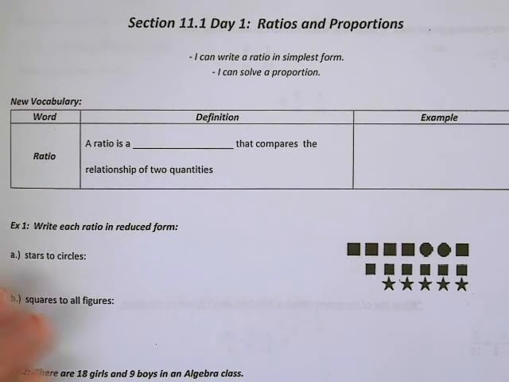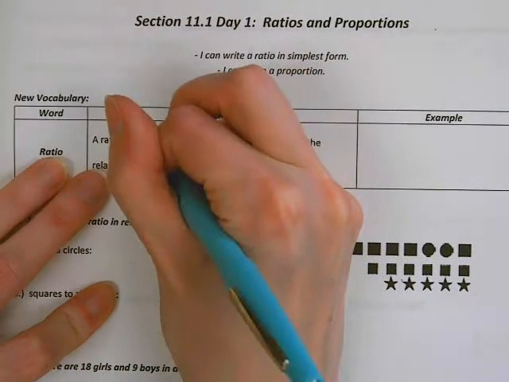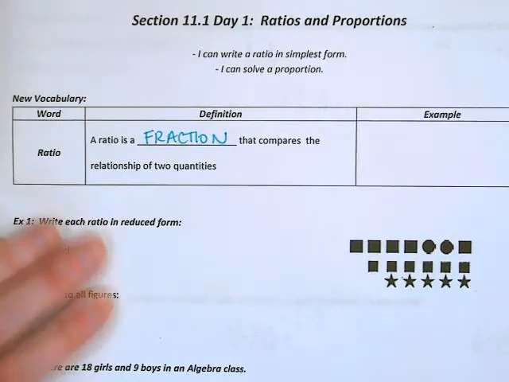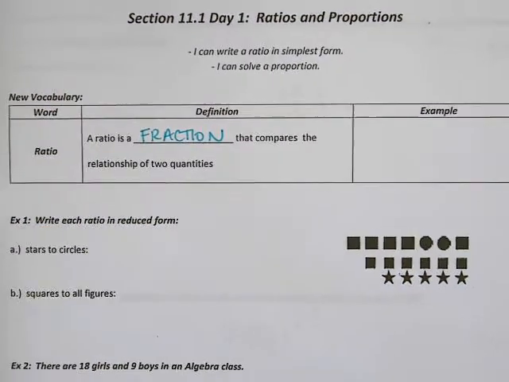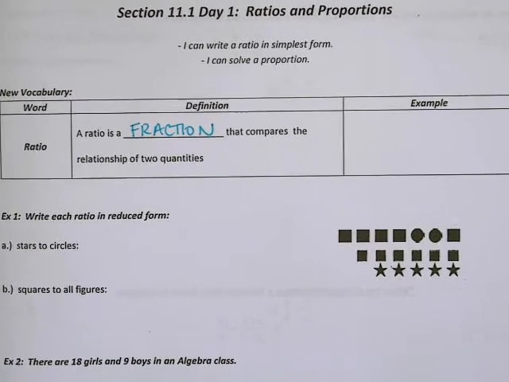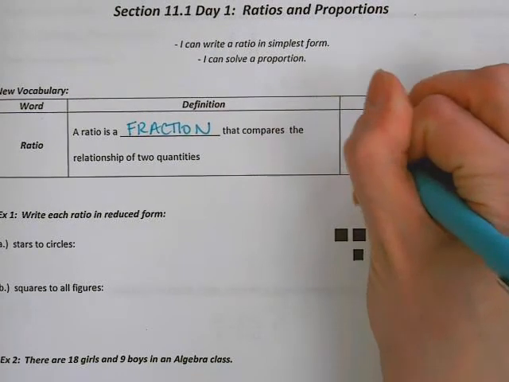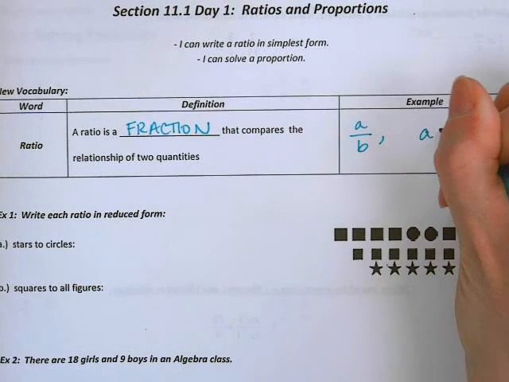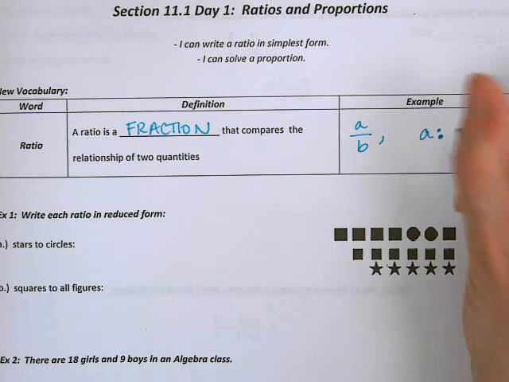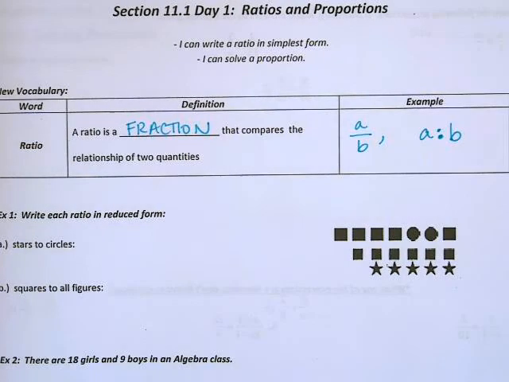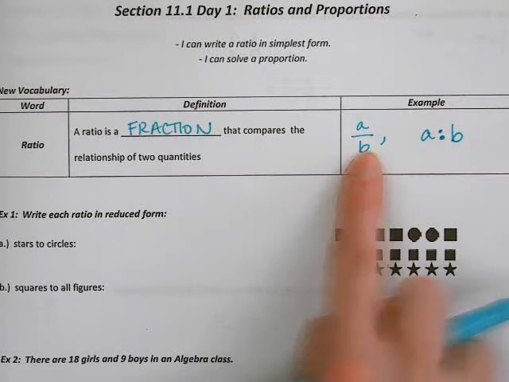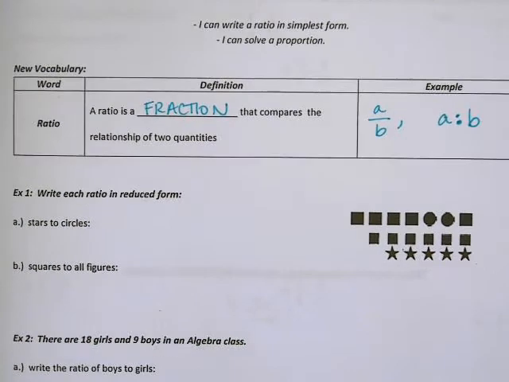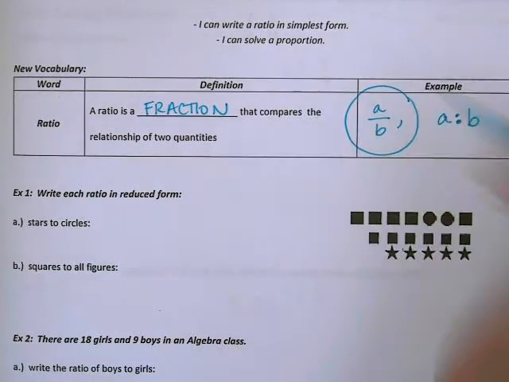What is a ratio? A ratio is a fraction that compares the relationships of two things. You can write ratios as fractions. Obviously, we just said A to B. You could write it, or some people write it with, I always forget if that thing's called a colon or a semicolon, whatever that thing's called. So A to B as a fraction or A to B with that thing. Okay, so for this class, I'm going to say let's write them as fractions.